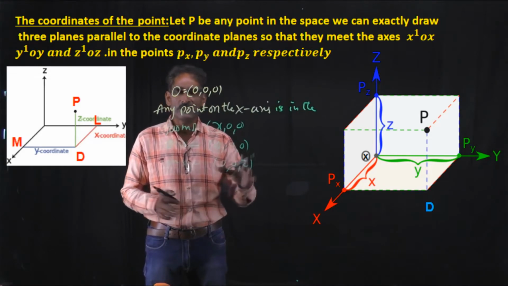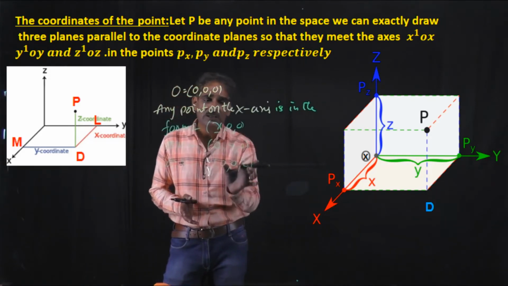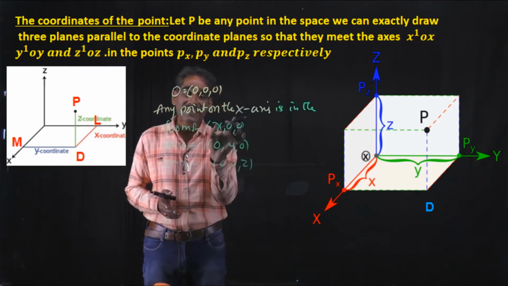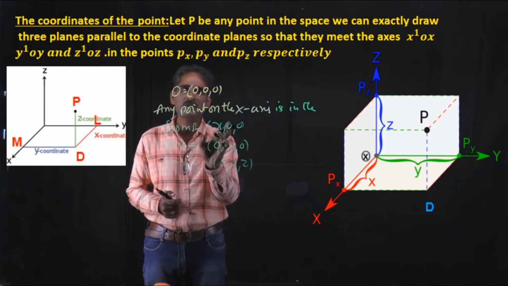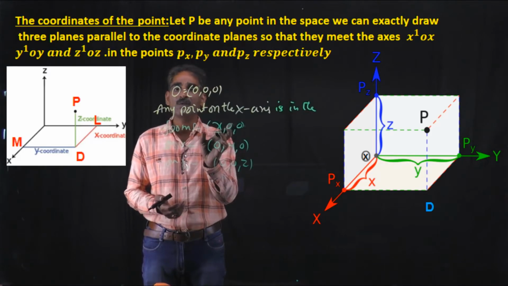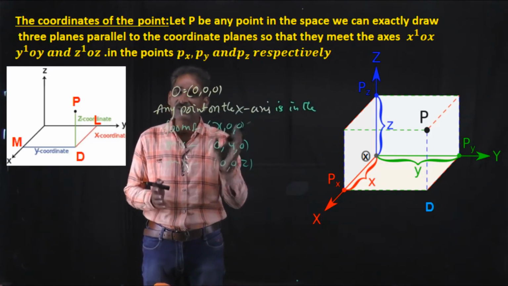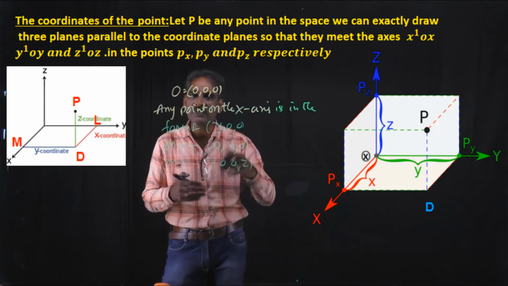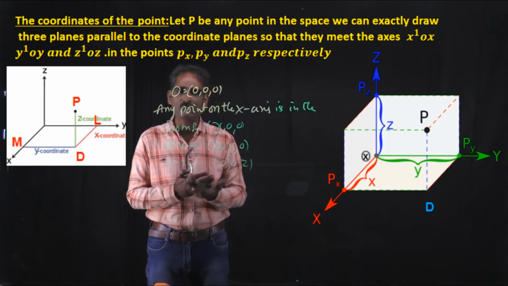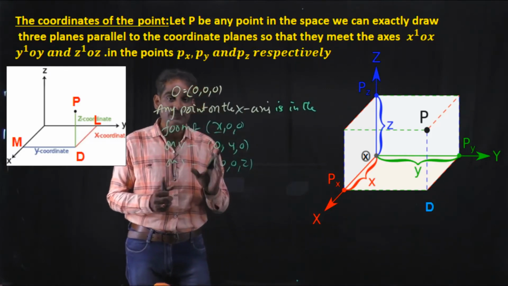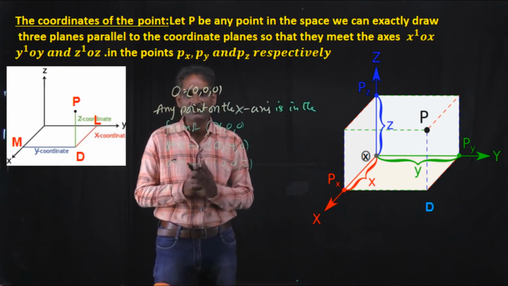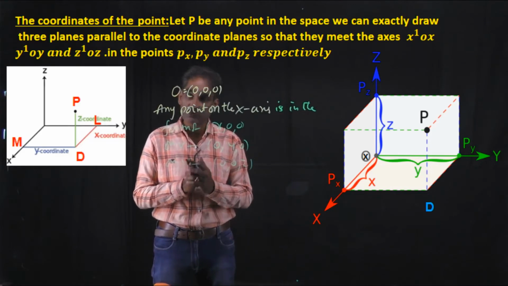Understand? So here, how can you give the symbol? It depends upon the sign of the axis. If this point lies on the positive x-axis, this x coordinate is positive. If it lies on the negative x-axis, it is negative. The signs of the coordinates depend upon the signs of the x-axis, y-axis and z-axis. Okay, next we will discuss the distance between two points. That is very, very important.